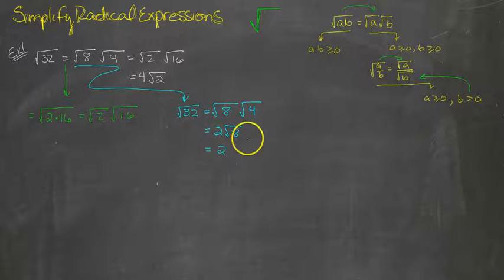So this would be simplified to 2 times the square root of 4 times the square root of 2. So 2 times the square root of 4 is 2 times the square root of 2. Wow, that's a lot of 2's. So that would be 4 root 2.